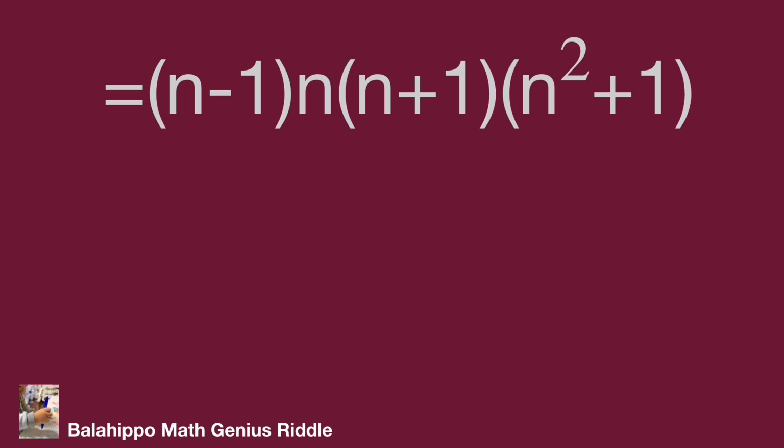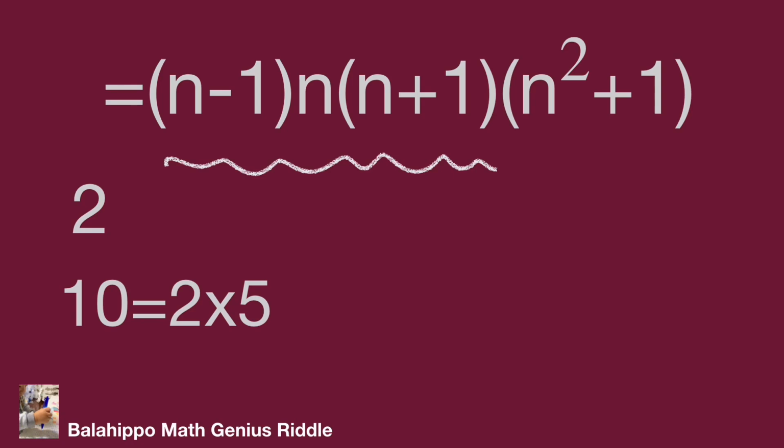n minus 1, n, n plus 1 are consecutive numbers. It will be divisible by 2. For example, the consecutive numbers 1 times 2 times 3, or 2 times 3 times 4, or 3 times 4 times 5, all of them have 2 as a factor. Our question is to prove divisibility by 10. 10 equals 2 times 5. We are focused on finding the factor 5 in it.